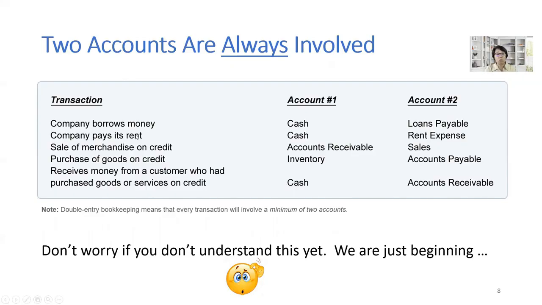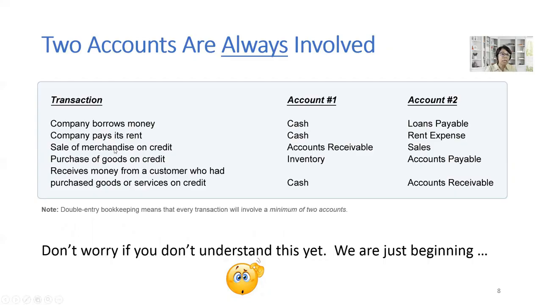So let's say you pay your rent. Say it's $2,000 a month. Your cash goes down by 2,000 and you debit your rent expense. Your rent expense goes up by $2,000.